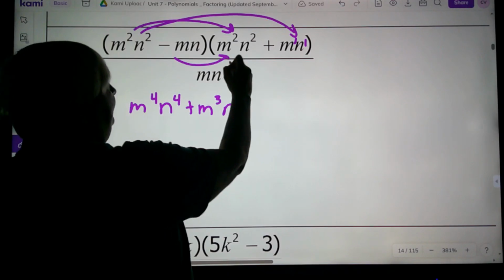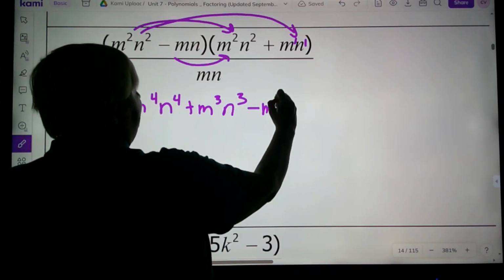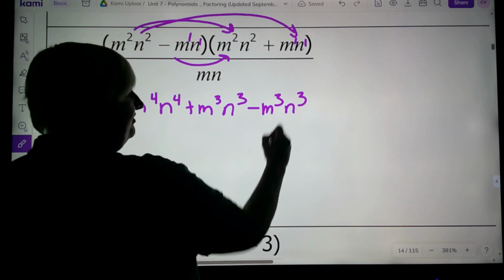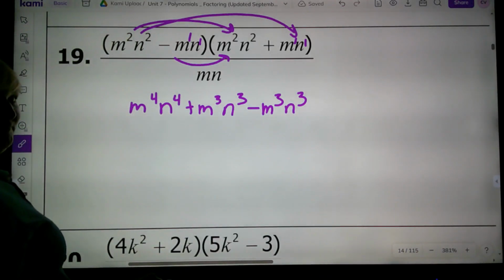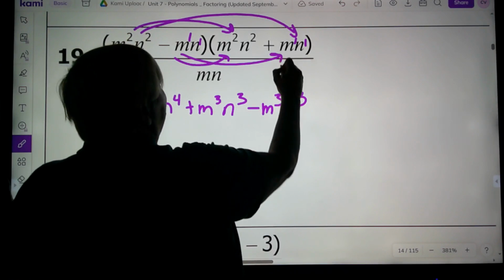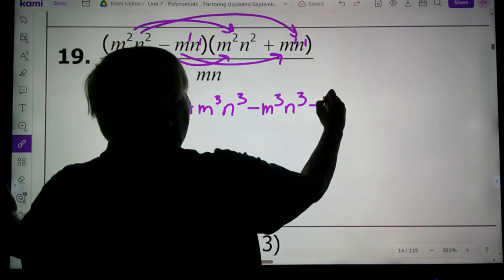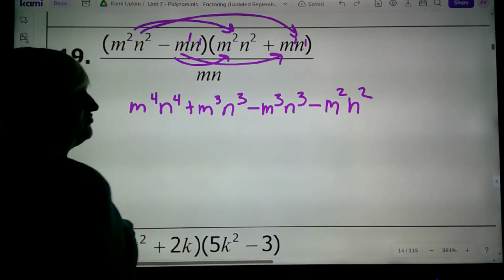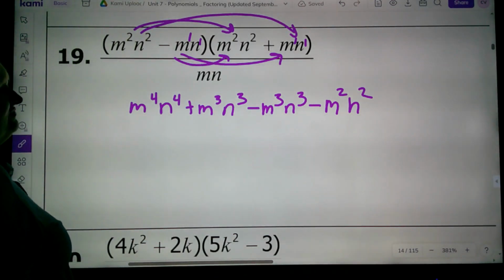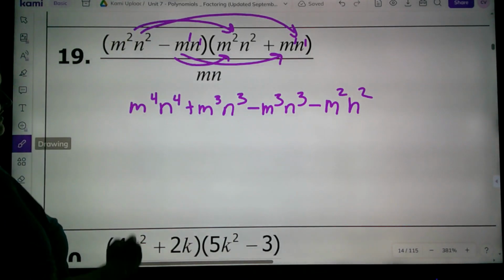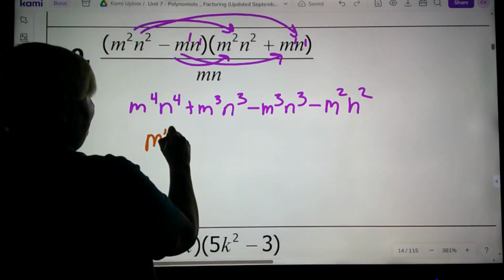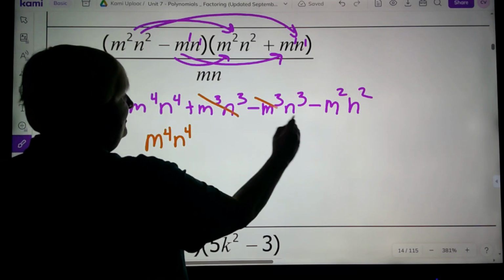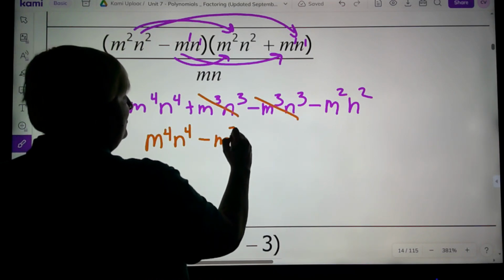And then we have negative m to the 3rd, right, because it's 1, 1. N to the 3rd. These are going to cancel out. You see how they're inverse? They're opposite to each other. And then we have a negative m squared, n squared, because it's 1 times 1 plus 1. Alright, so let's combine our like terms. Nothing is the same as this, m4, n4. This cancels this. We're left with minus m squared, n squared.